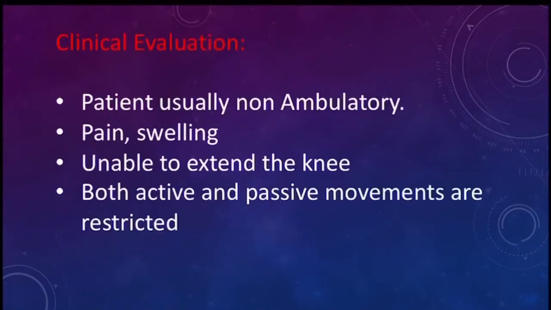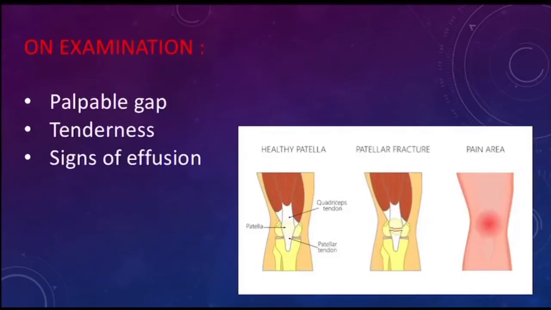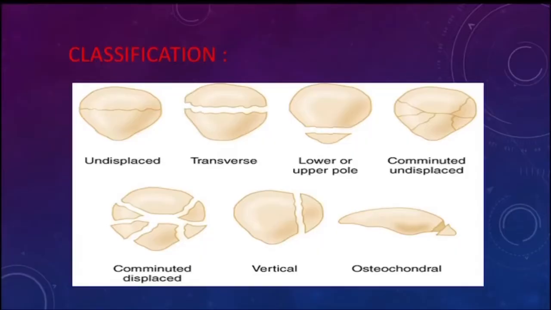So what can we see in the evaluation? First, we will evaluate whether the patient has pain and swelling over the fracture area. Because of that swelling and pain, the patient will not be able to do any movements. Through the examination, we can palpate the gap on the front of the knee joint, tenderness, and also signs of effusion.